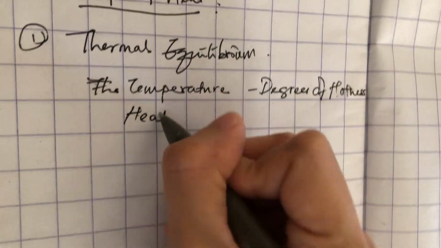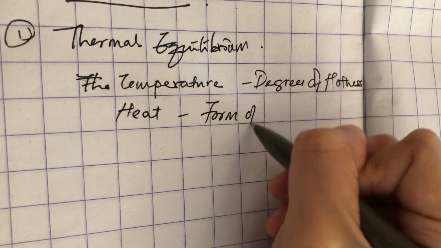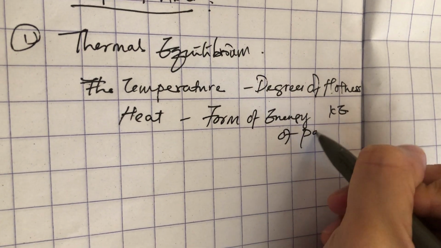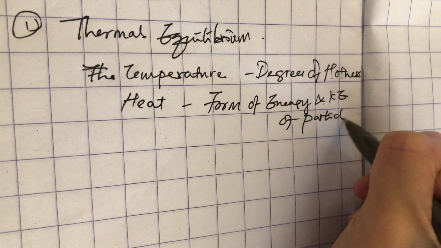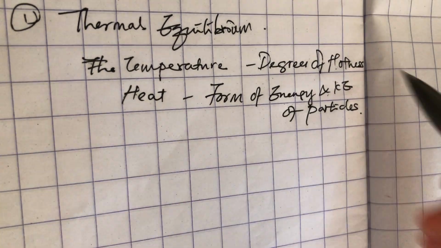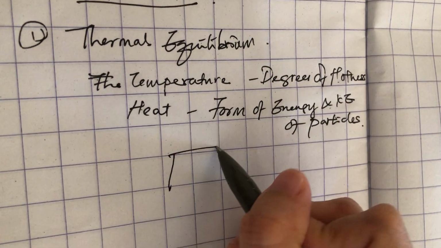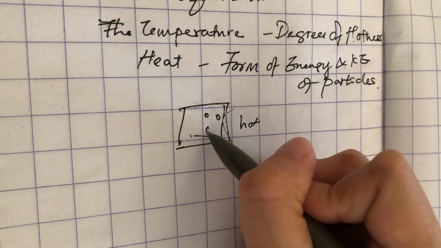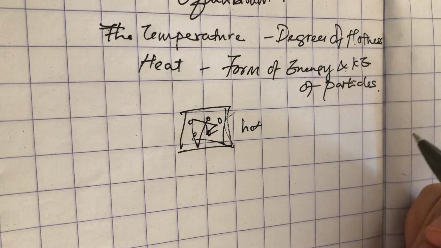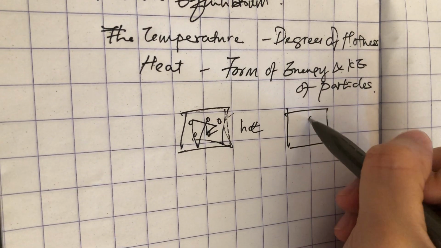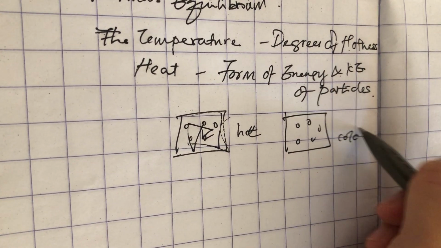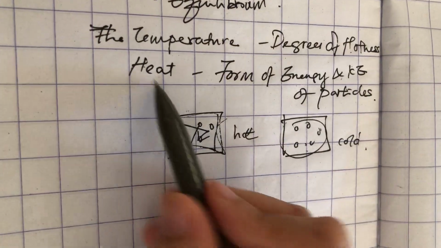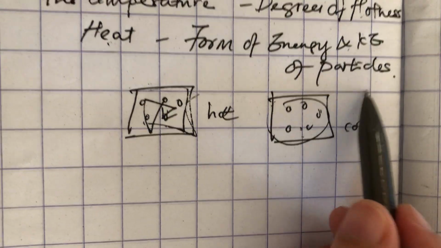Then what is heat? Heat is a form of energy. When you come to Form 4, it is always linked to the kinetic energy of particles. It means that when I say that something is hot, the average velocity of the particles in this box is very fast. If I have something that is very cold, it means that the average velocity of the particles in the box is actually slower. So that is how we link heat to the kinetic energy of the particles.